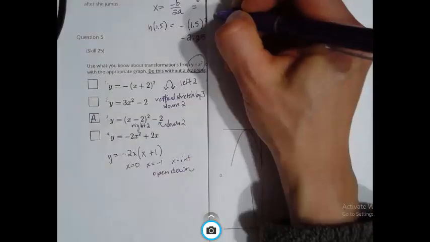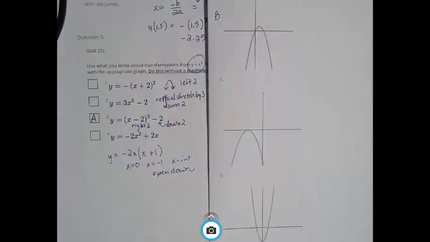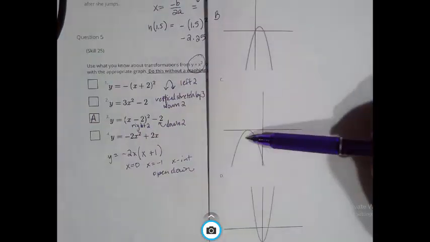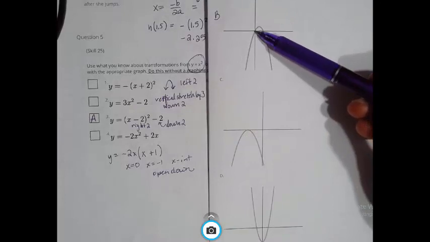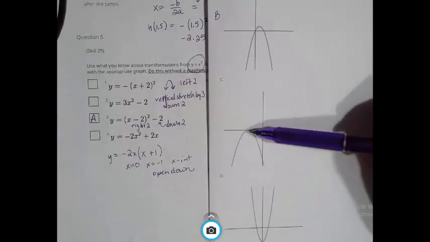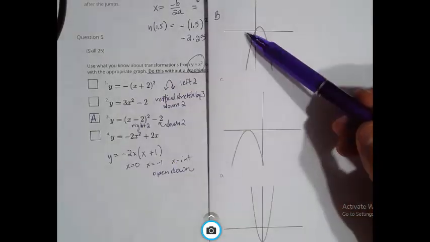Okay, this graph is B, C, and D. I've got 2 that open down. This one has 0 as an x-intercept. This does not have 0 as an x-intercept. So I know that this has to match with B.